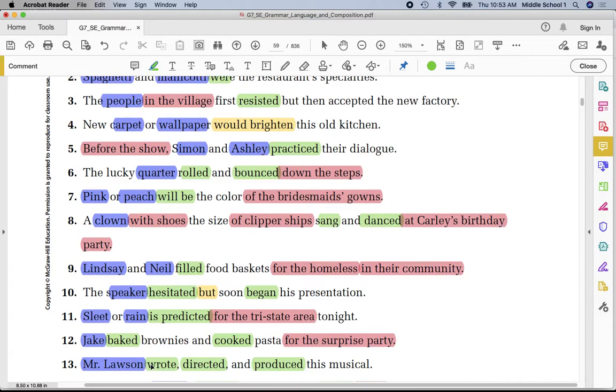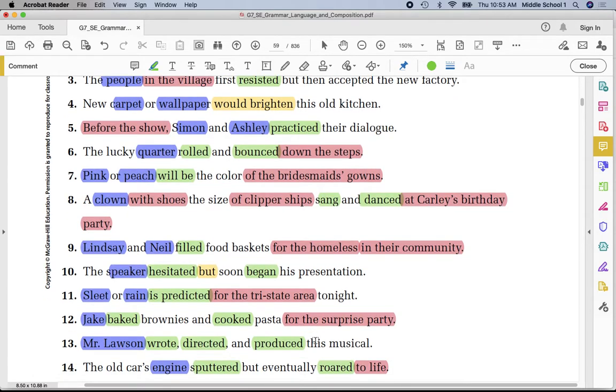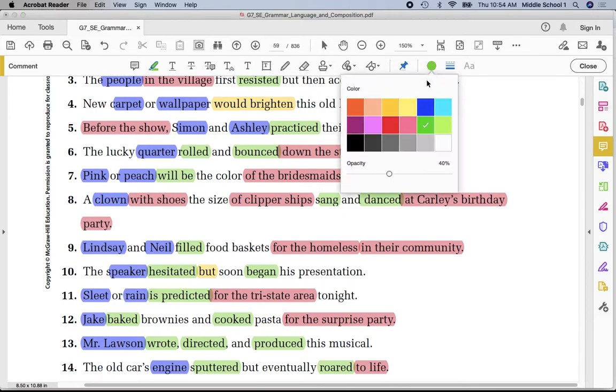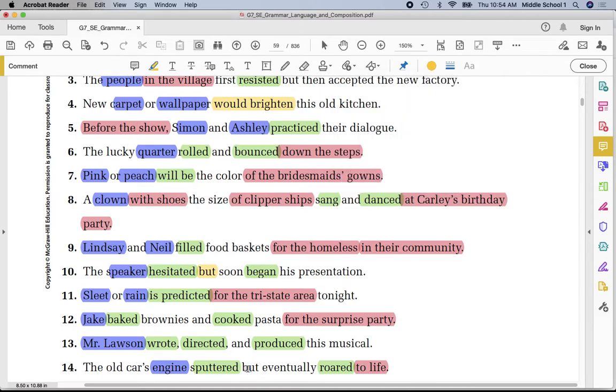because here, notice there are 3 verbs. Mr. Lawson, once. Wrote, directed, produced, twice. Lastly, on this front side, engine sputtered. As we had listed before, I'm noticing that there is a conjunction, but. When I have these conjunctions, it signals that something else is going to be following. Sputtered, roared. To life is a prepositional phrase.